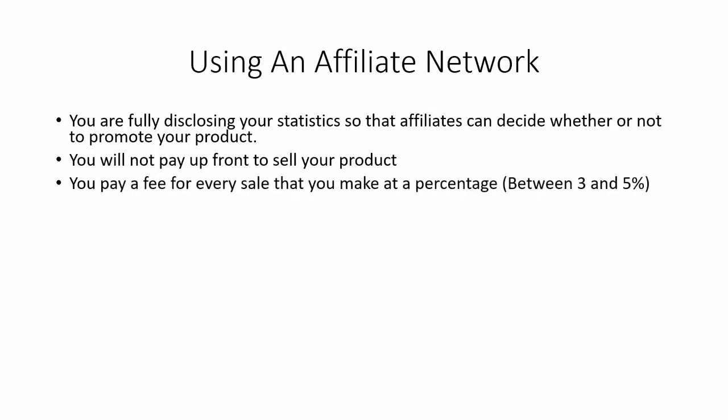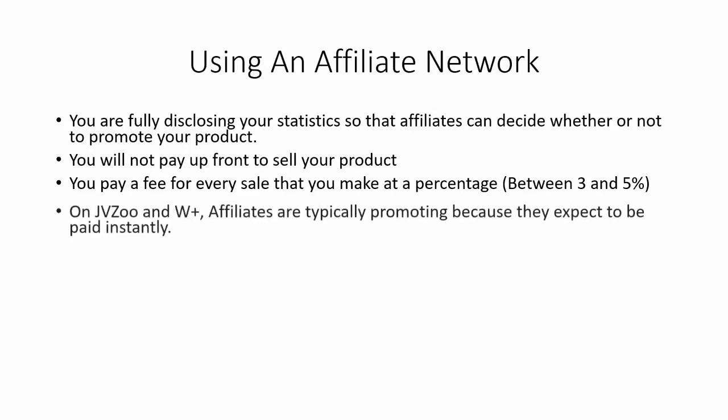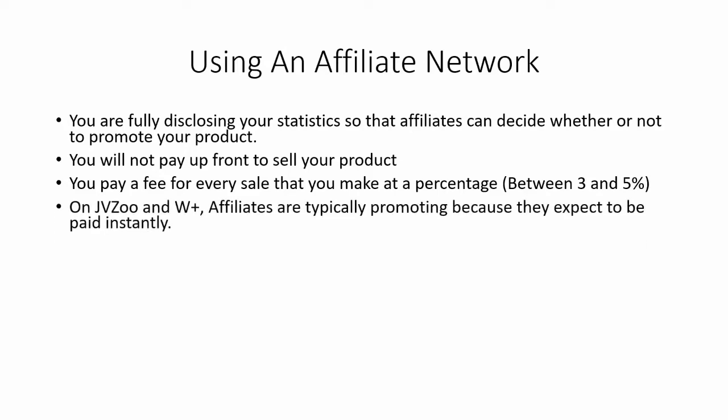Okay, you're going to pay a fee for every sale that you make. You're going to pay a percentage, right? So everything you sell on JVZoo, you're going to pay 5%. I think on Warrior Plus, you're going to pay between 3 and 5%. And that's going to be what the affiliate network does. Now, you're paying that fee for some convenience. We're going to talk about that here in a minute. Now, on JVZoo and Warrior Plus, affiliates are typically promoting because they expect to be paid instantly.